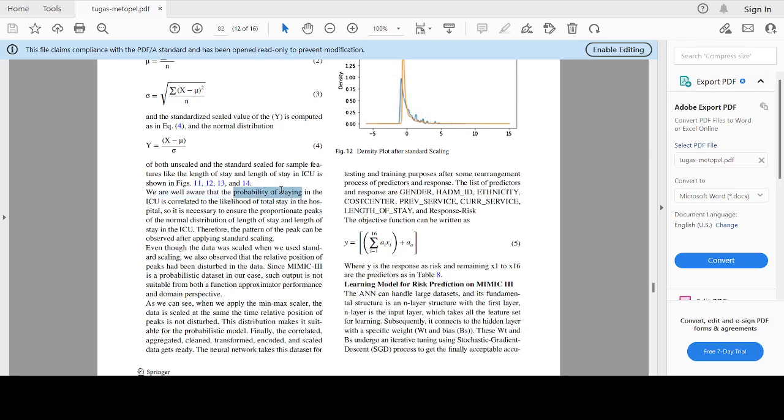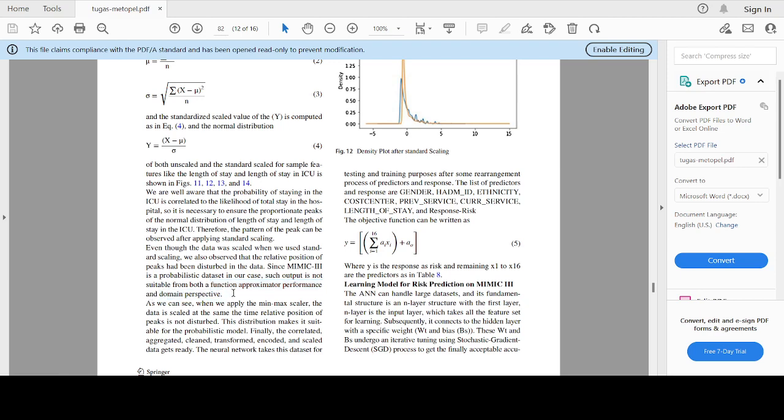The probability of staying in the ICU is correlated to the likelihood of total stay in hospital. So it is necessary to ensure the proportionate peaks of the normal distribution of length of stay of the norms in the ICU. Therefore, the patterns of the peak can be observed after applying standard scaling. Even though the data was scaled, when we use standard scaling, we also observe that the relative position of peaks have been distributed on the data. Since MIMIC-3 is a probabilistic dataset in our case, such output is not suitable for both a function approximated performance and a domain's perspective.